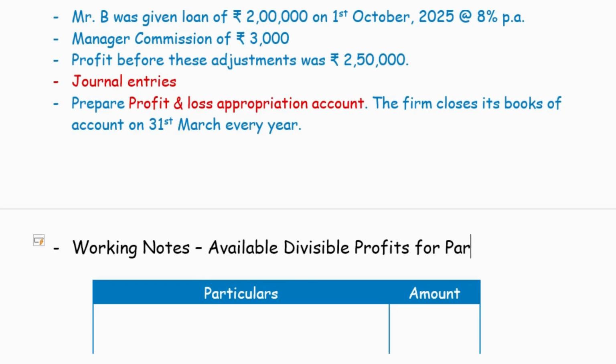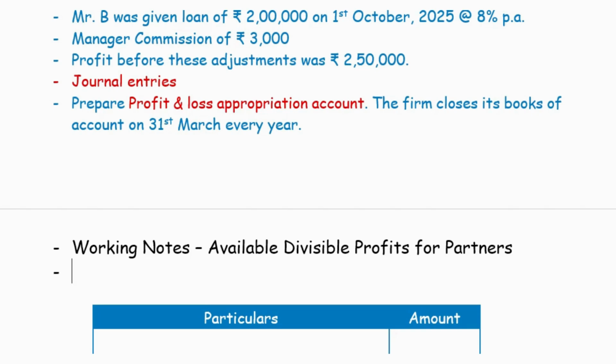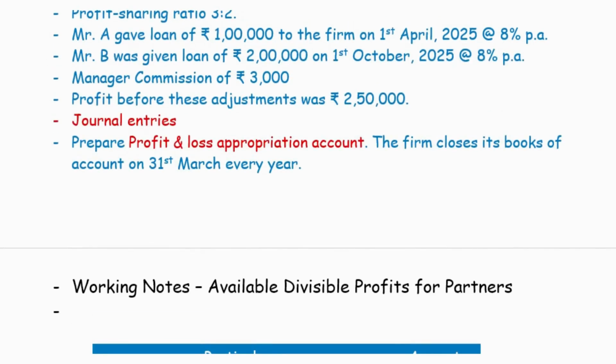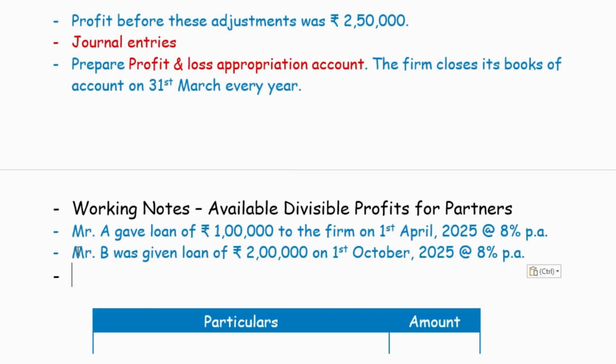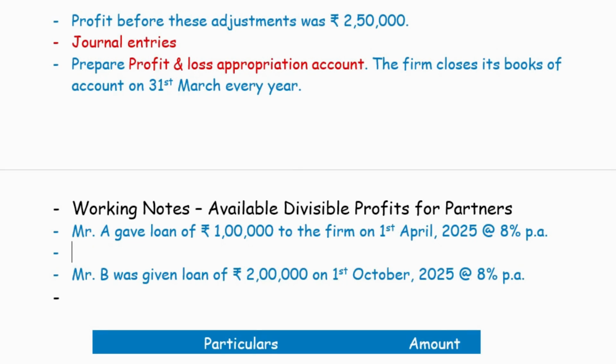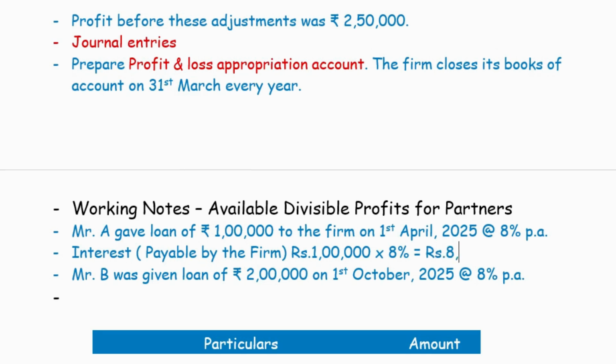for partners. In the question it is given that one partner gave a loan to the firm, and the other partner was given a loan by the firm. That is, Mr. A gave a loan to the firm. In this case, the interest is payable by the firm to the partner. The amount of loan is 1 lakh at an interest rate of 8%. So it is rupees 8,000.